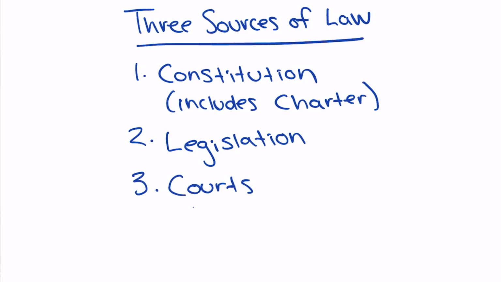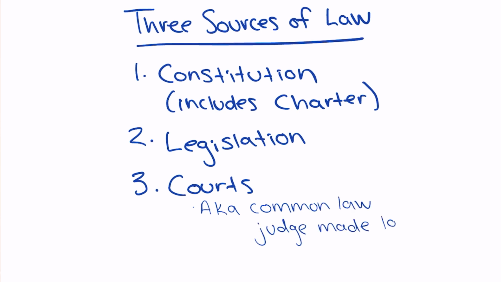Last but not least, we have the courts, also known as common law, also known as judge-made law, also known as case law, also known as precedent. Essentially, when there is a dispute that's heard by a court and a judge renders a decision on that dispute, it's usually in writing, and then that decision becomes precedent or something that is relied on for future cases with similar facts and issues. But for the purposes of the sources of law, we need to know that in addition to the Constitution and legislation, that we have cases coming out of courts that form the common law.